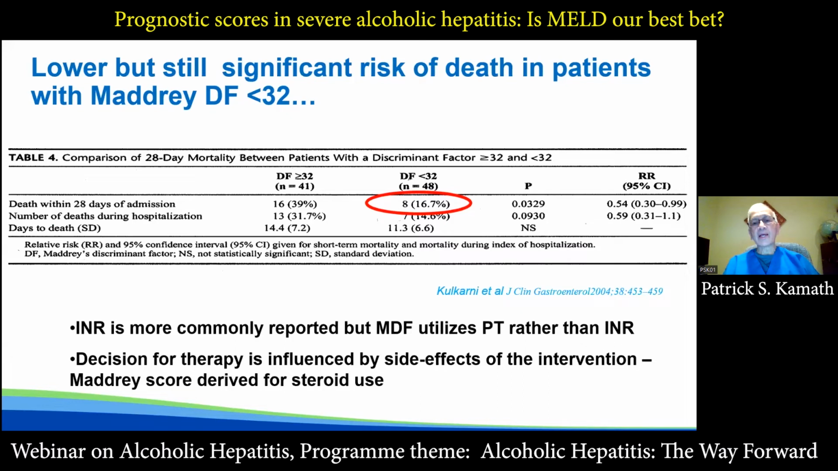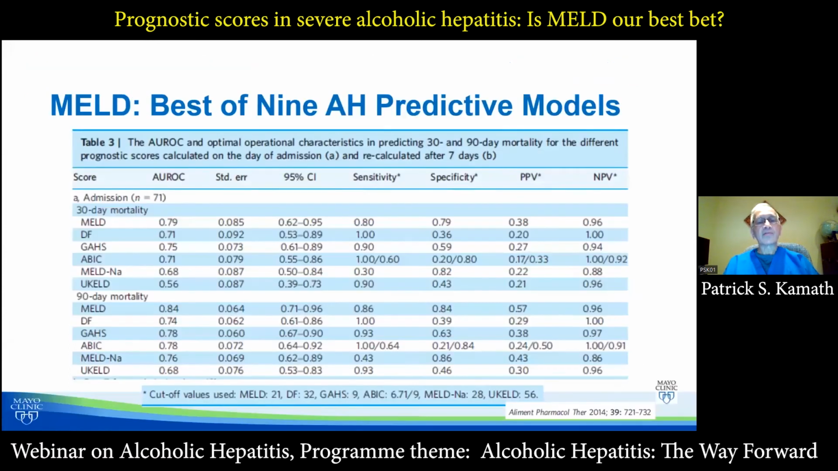Additional problem is INR is usually more universal and can be applicable across, but prothrombin time has many problems, which we may discuss a little later. And the MDF uses the prothrombin time. Still not clear what you should use as the control when they give you a range of controls. And the decision for therapy is influenced by the side effect of intervention. A high cutoff was taken for the MADRI score just because steroids were used and the side effects. But maybe if you're using safer drugs, then we don't need this high cutoff.